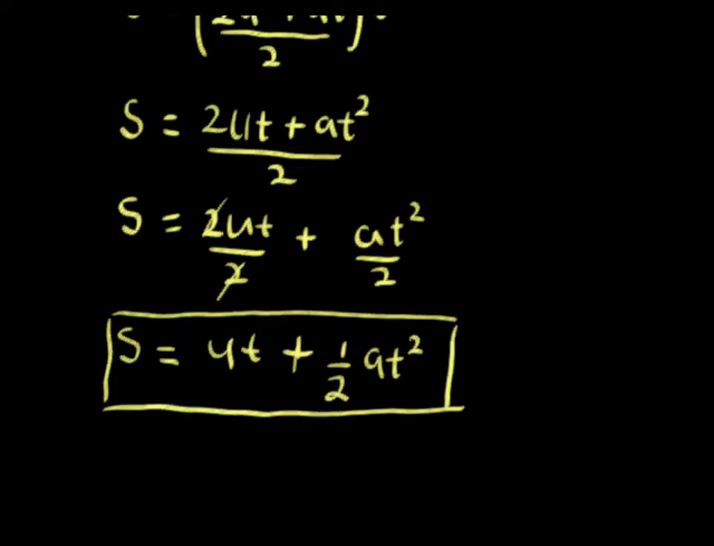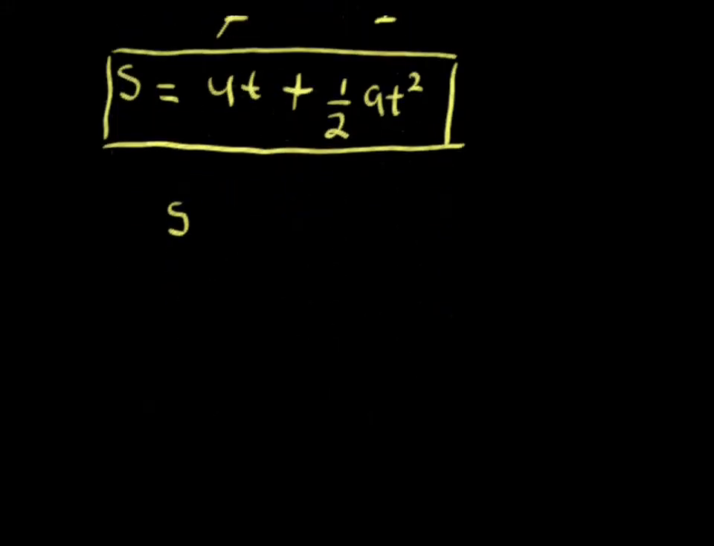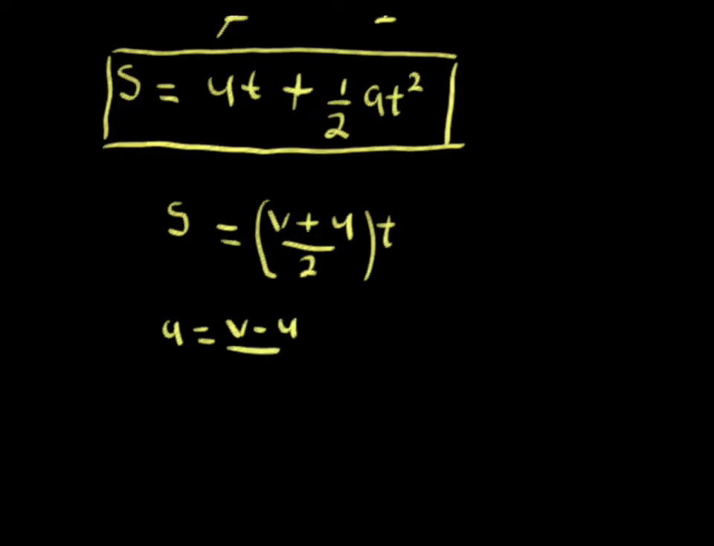That's what we have. Now recall that our distance, let's move this upward, was given as final velocity plus initial velocity over 2 multiplied by t, right? We proved that earlier on in the video. And we also proved that a equals v minus u over t. That will be the change in velocity over time, right?